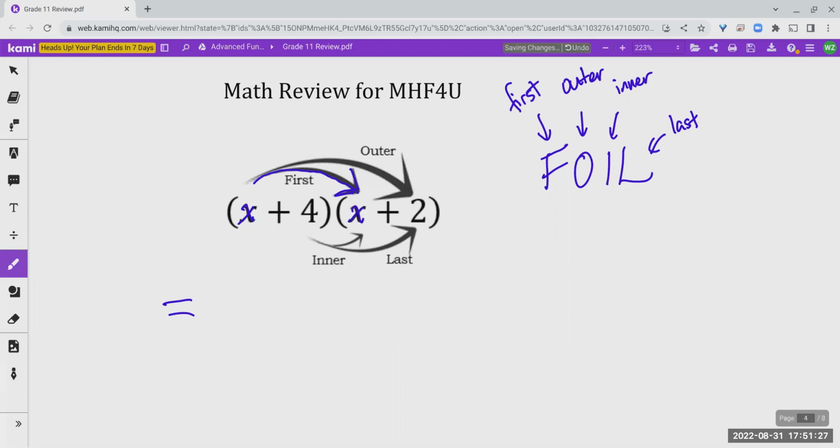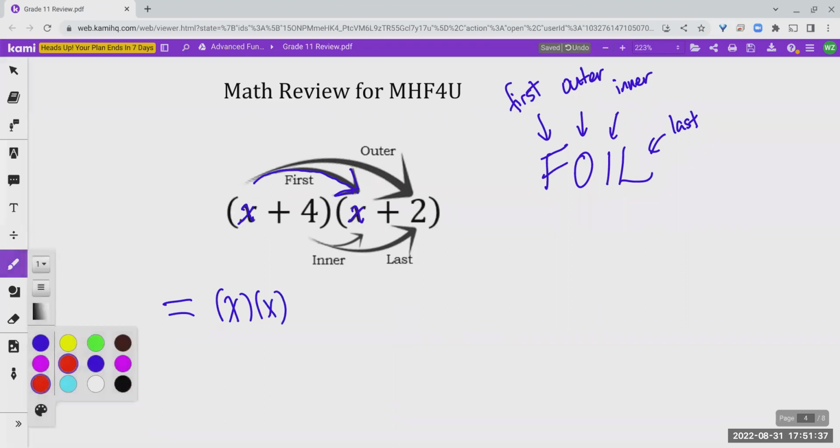The x's come first in both of the brackets, right? You multiply the first terms together. Okay, I have x times x. The next thing, you can multiply the outers together.